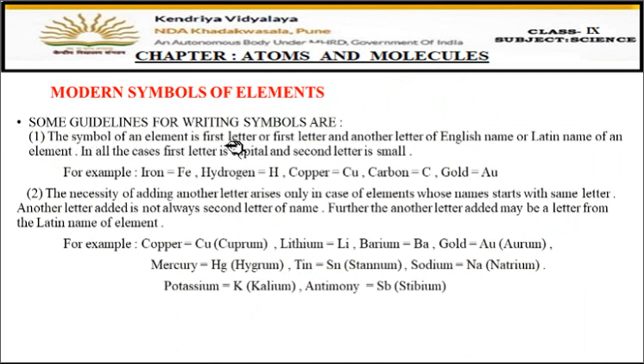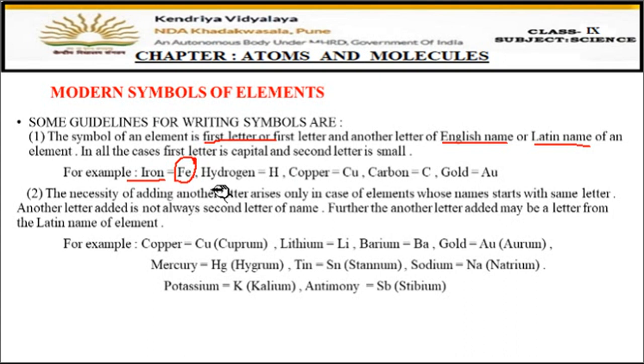Now let us discuss some modern symbols of the elements. So the symbol of an element is the first letter generally, or the first letter and another letter of English name, or the Latin name of an element. Okay, so every element which is present in nature has a Latin name, the name which is used in Latin language, and one English name is also there. So whatever symbol is used, that can be the first letter of the English name, or it can be the first letter of the Latin name of that symbol, right? Like for iron, what is the symbol used for iron? It is Fe, because the Latin name for iron is ferrous.